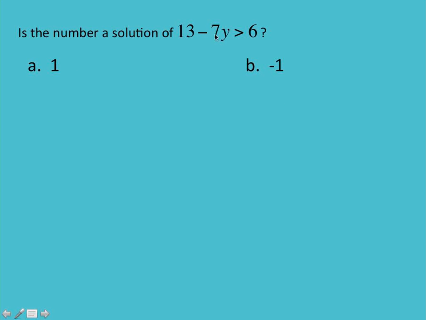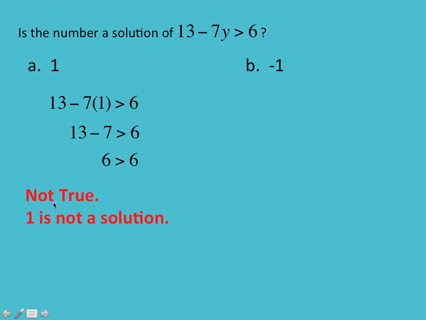All right. What do I got? 13 minus 7y greater than 6. Plug it in. If I plug in 1, 13 minus 7 times 1. Is that greater than 6? 13 minus 7. Well, that's 6. Is 6 greater than 6? It is not. So it is not a solution. Notice if this was greater than or equal, it would work. But it's not. So it doesn't work. 6 is not greater than 6. Not true. 1 is not a solution.